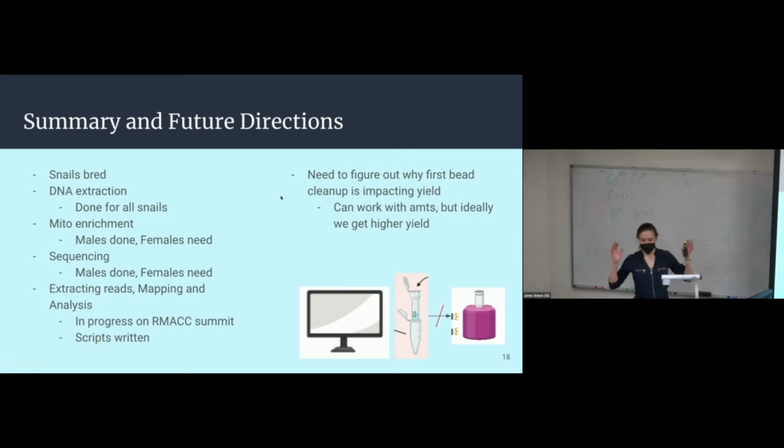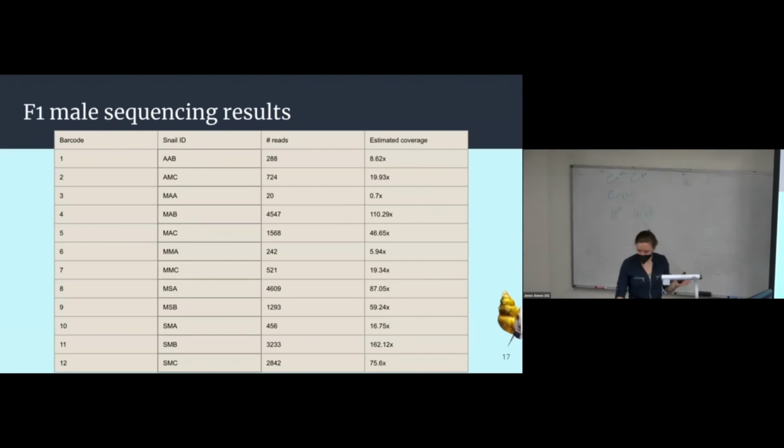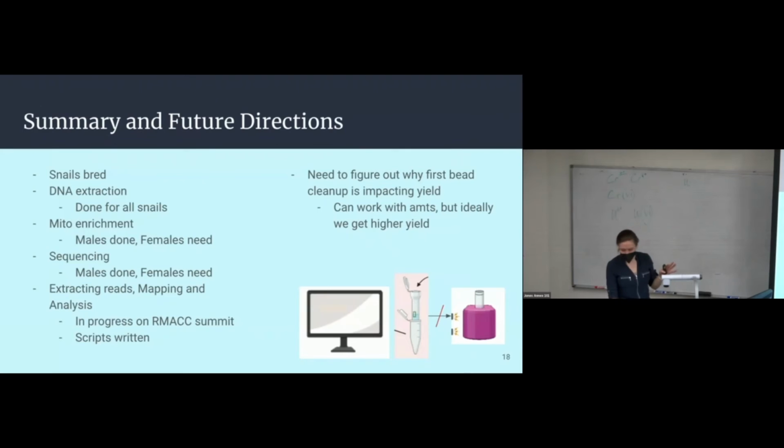I need to figure out why there's a lower yield with the first bead cleanup. In between each step, I need to put the DNA onto beads and do a bead cleanup to get rid of any proteins. In the first one of those, I'm getting lower amounts, but ideally we can get higher yield. But the reads that we're getting, we're still getting a lot of coverage. So we'll be able to see that here.